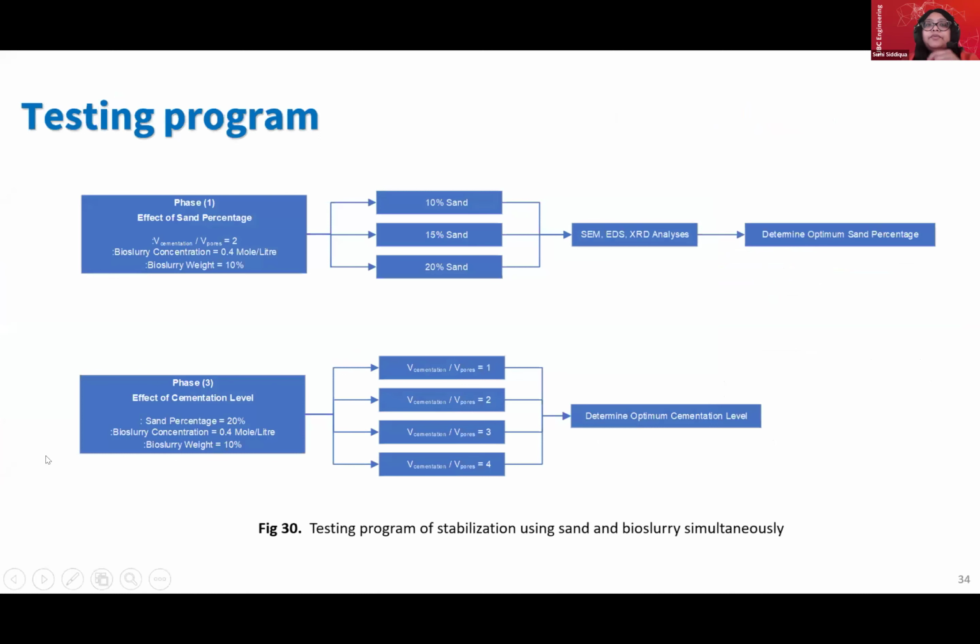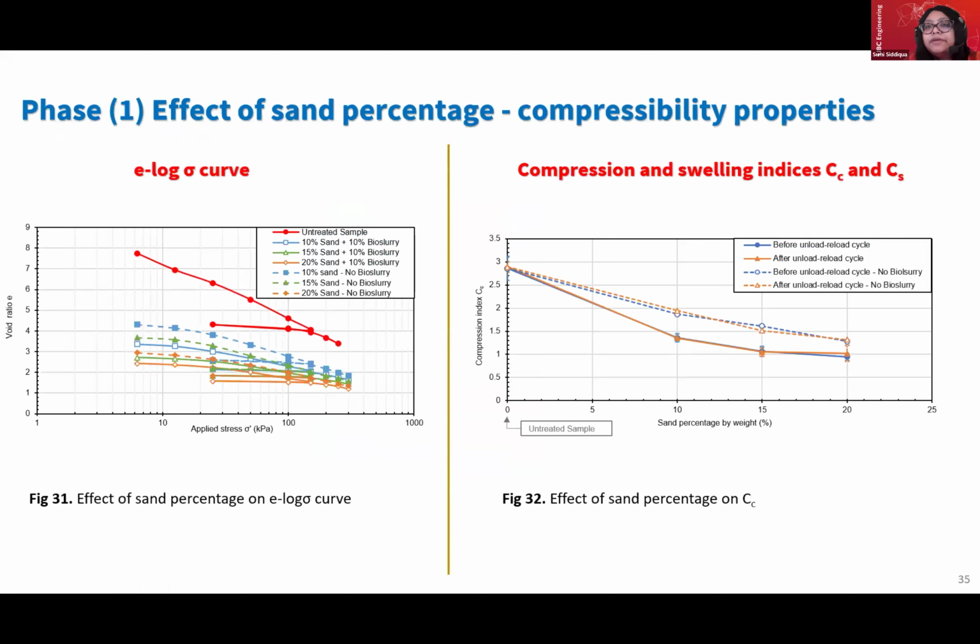Okay, so we have two phases here. We are looking into the effect of sand percentage, and we are looking into the concentration level. We have reduced the number of tests in this part of the design because we just wanted to see if there is an impact of adding sand to the organic soil when we are also adding the bioslurry.